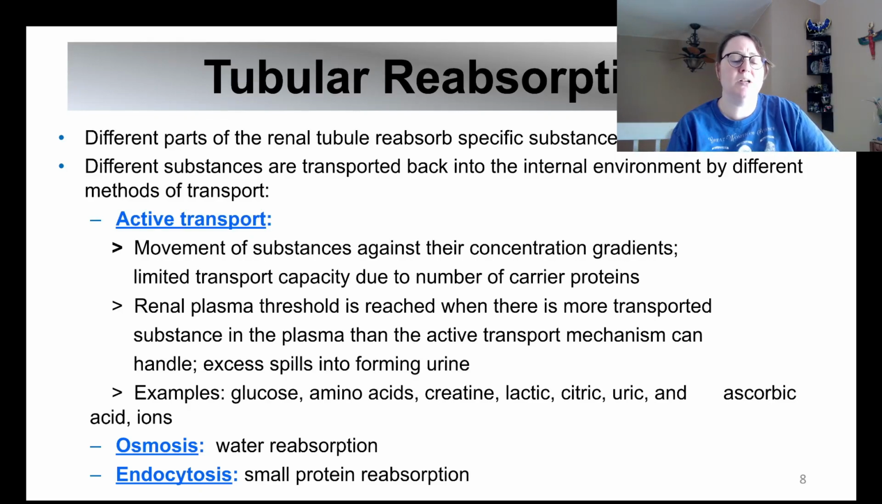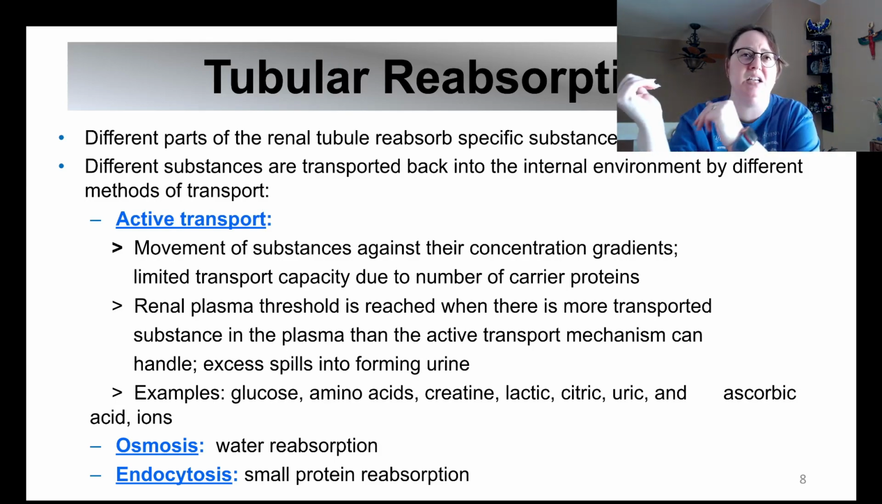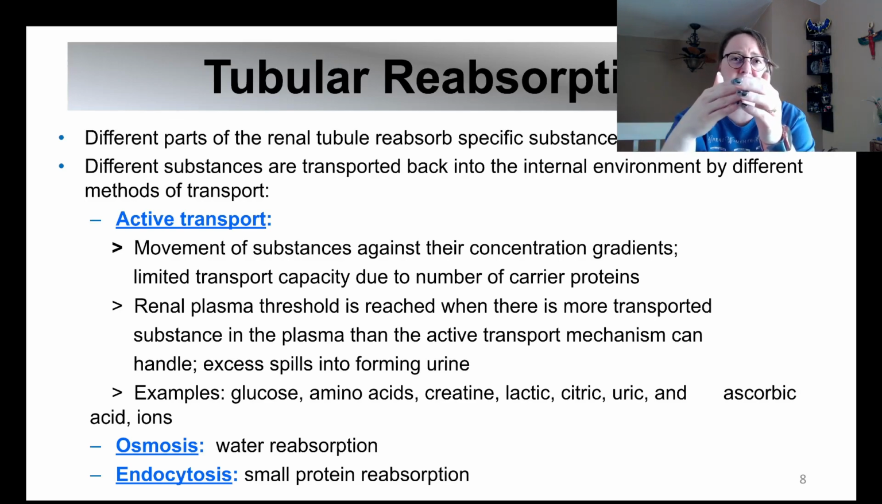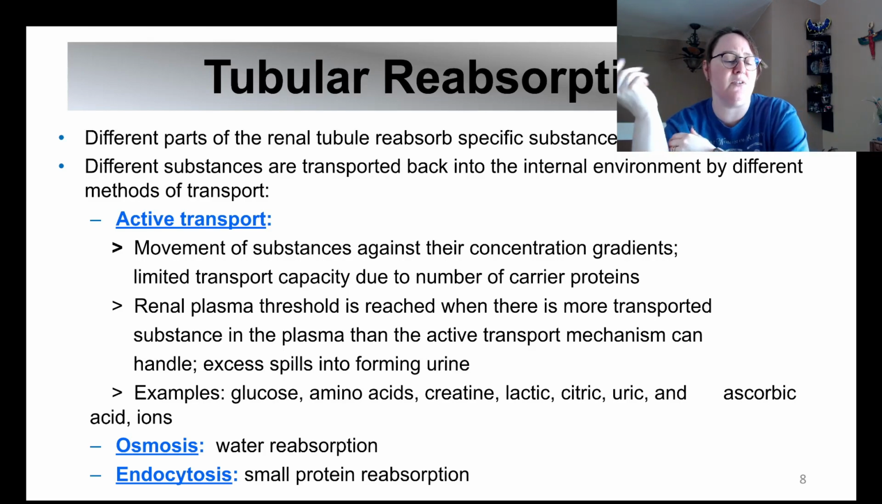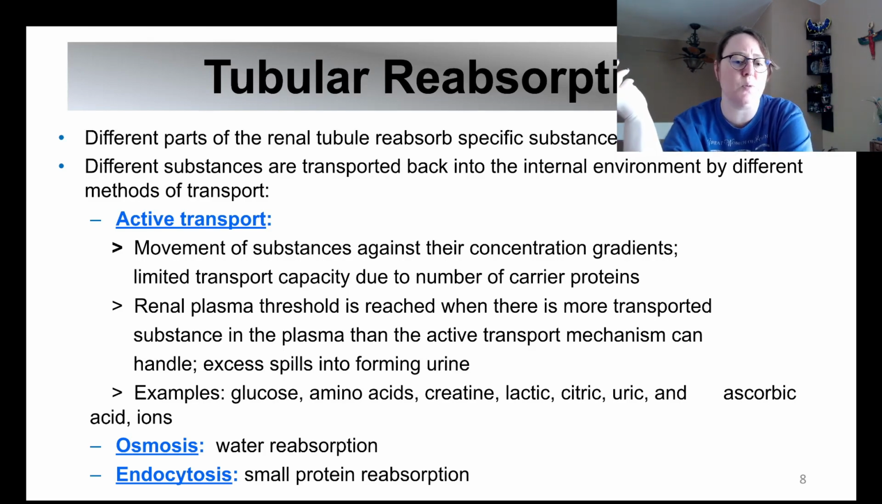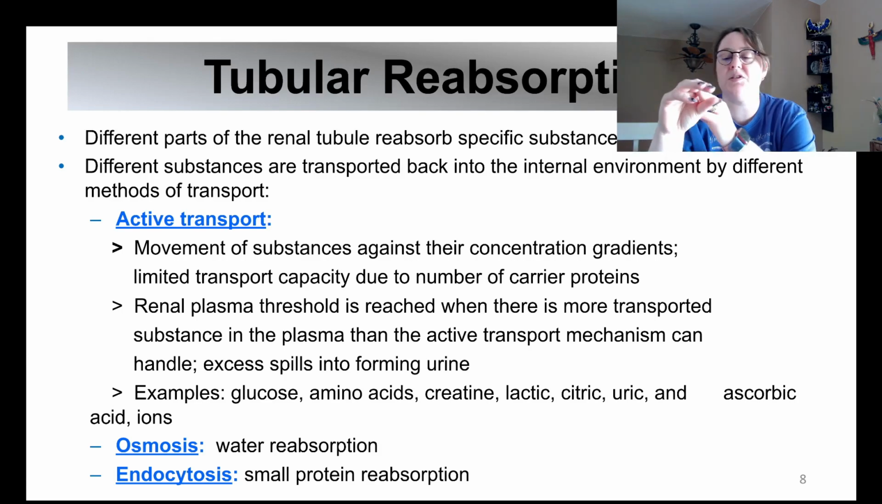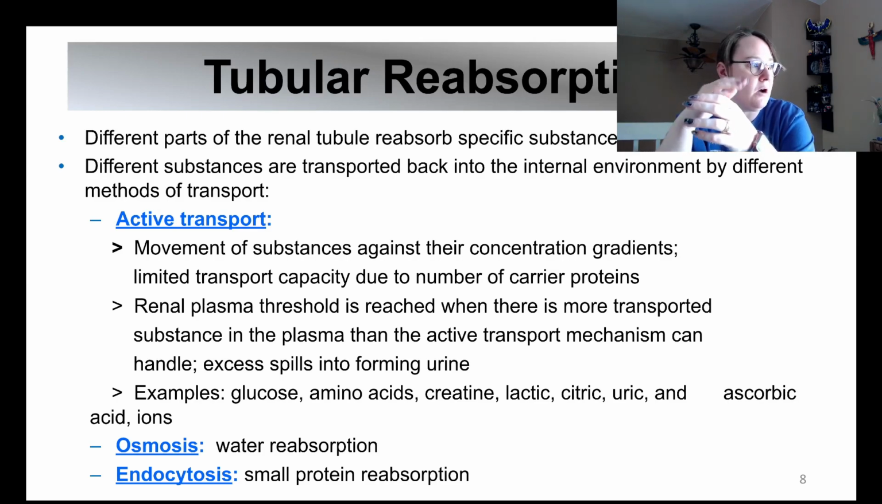Anyway, different parts of the renal tubule reabsorb specific substances, and you're going to see this especially when you watch some of the videos, that certain parts suck in certain things and certain things travel down depending. Remember, different substances are transported back into the internal environment by different modes of transport. Your three mains are active transport, because we have to spend ATP to get some of the things out that we really need; osmosis, which is how our water reabsorption happens; and then endocytosis, for the small proteins that made it through the filtration, but we need a vehicle to get them back over to the other side out of the tubules.